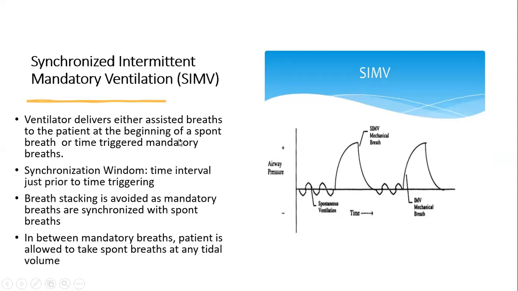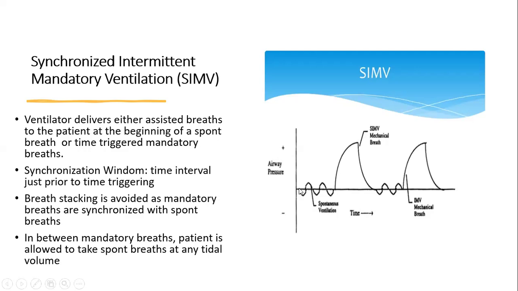All right. So the ventilator delivers assisted breaths to the patient at the beginning, as the patient is making that flow triggered or time triggered breath. But there's what we call the synchronization window. This is the synchronization window here. I don't know if you can see my arrow. The time between the patient's spontaneous breath and the time the ventilator detects that breath and assists the patient is what we call the synchronization window.